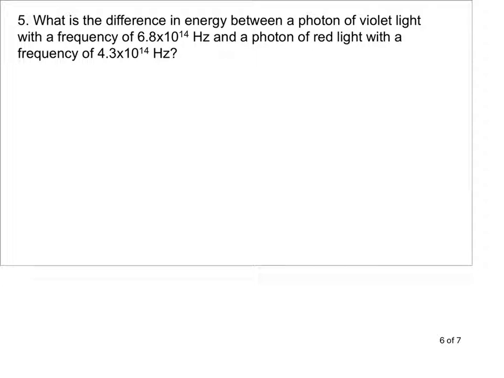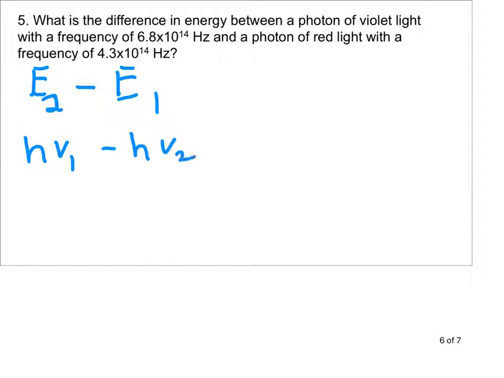So, what we want to do is take E2 minus E1. Energy 1 minus the energy of the other. So that means we're taking h nu 1 minus h nu 2. By that basic algebra property, we can distribute that h out or factor it out, and we get h times nu 1 minus nu 2.